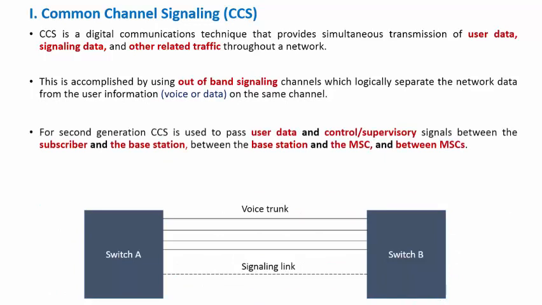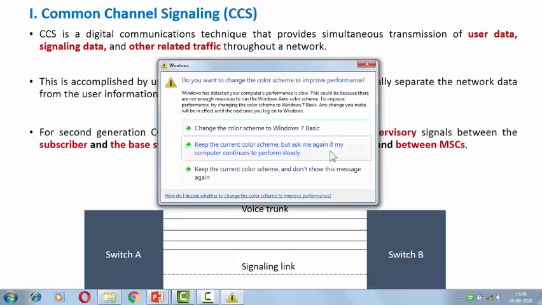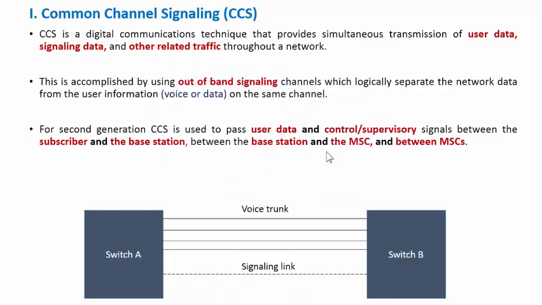So in the second generation of CCS, common channel signaling is used to pass user data and control and supervisory signals between the subscriber and the base station, between the base station and mobile switching center, and in between mobile switching centers. So this technique is mainly observed in mobile cellular network, where base stations communicate with the mobile switching centers, and MSC to MSC signaling is done with the help of common channel signaling.